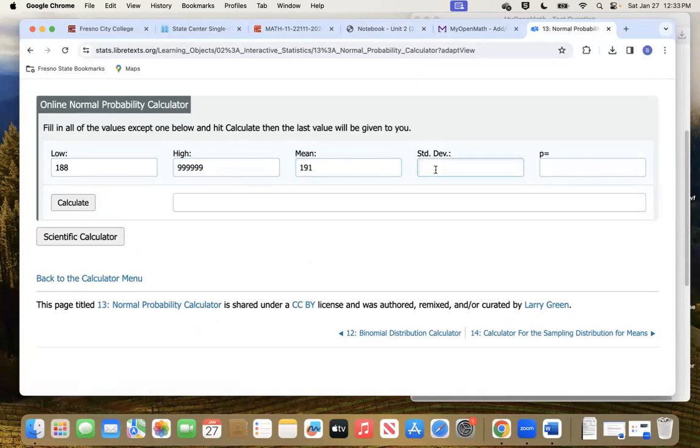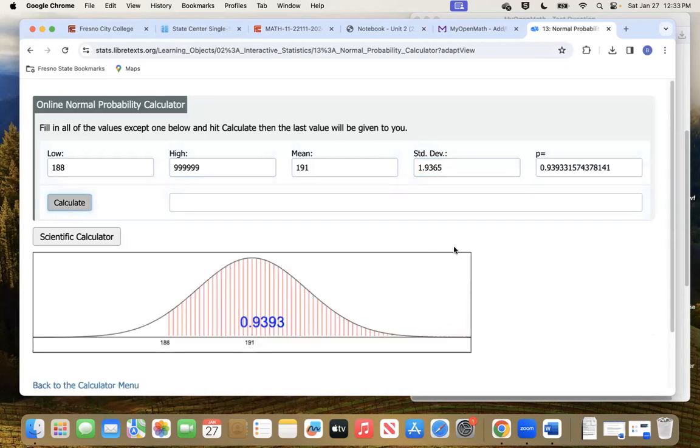Standard deviation, now we got to use the new 1.9365. I beat that drum. You have got it. The probability is 0.9392. There it is. So 93% of the groups of 15 men have a group average hand length that's 188 or bigger. So there's our first answer.